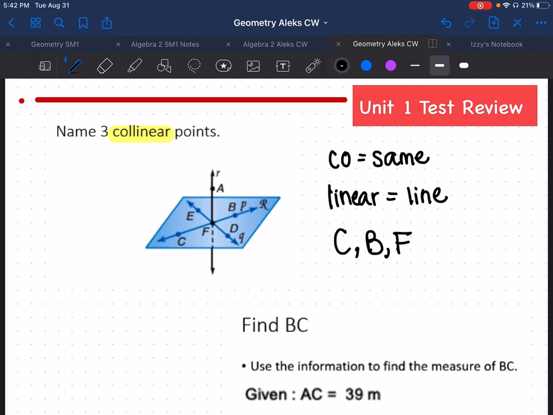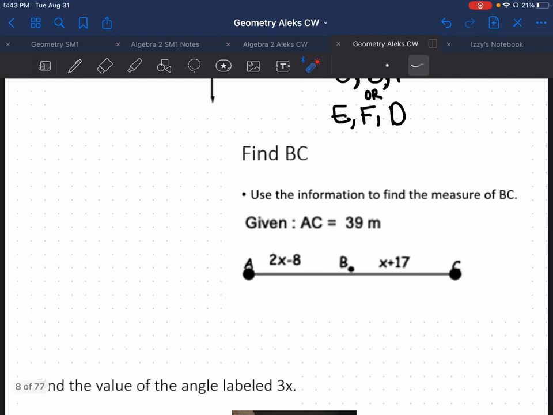Notice because they are 3 separate points, I am separating them with a comma. Or I would pick the ones on this line, which would be E, F, and D. It's a one or the other situation. I cannot mix and match. So I can't say C, E, and B, because if I look at them, they are not collinear. Okay? All right, let's take a look at the second problem.